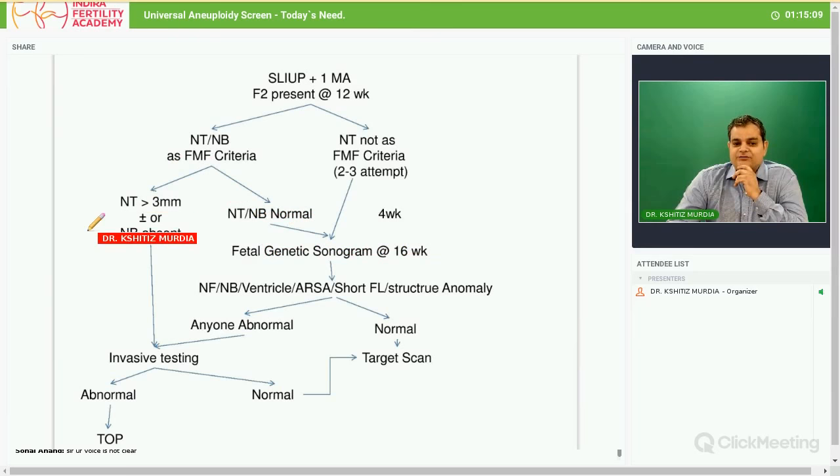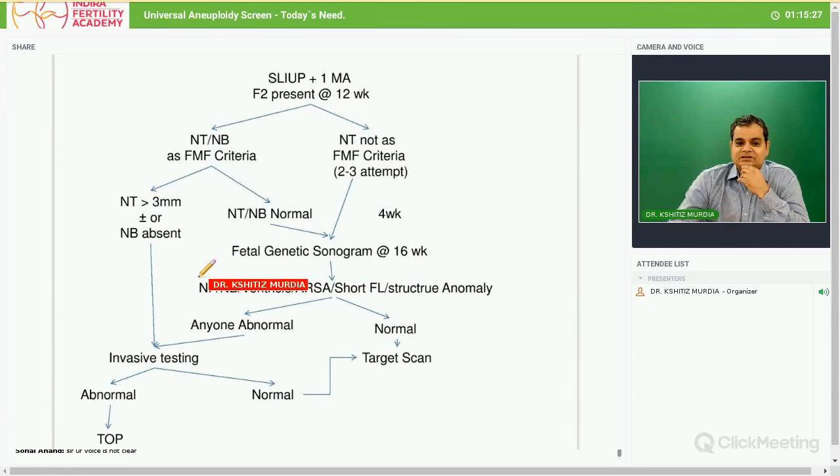If the second option is that NT is more than 3 mm or nasal bone is absent, do invasive testing for this patient. There is no option left. If NT is not taken as per the FMF criteria, again call the patient after 4 weeks for the fetal genetic sonogram at 16 weeks.